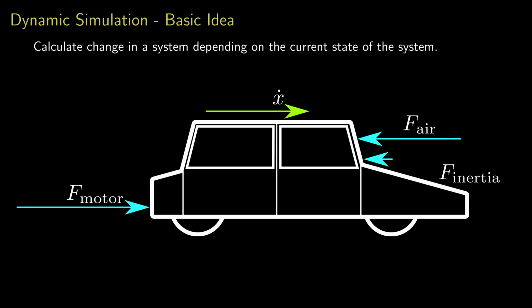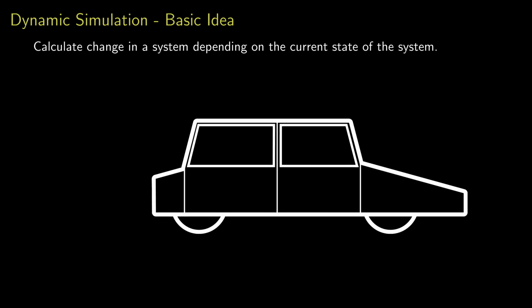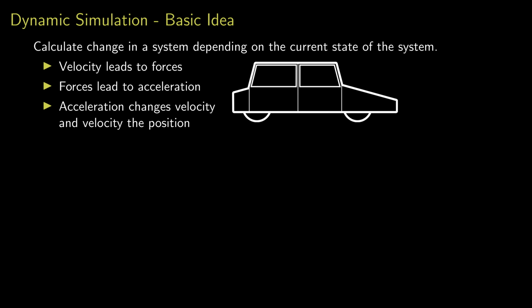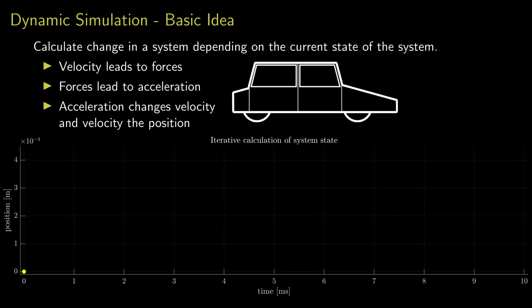What the numeric simulation does is the following. It takes the state and the equations we provided. So for the example of our vehicle, we take the velocity, calculate the forces, and with those forces we can calculate the acceleration of the vehicle. Then we calculate the velocity for a point in time in the future. This is our first simulation step as shown here.